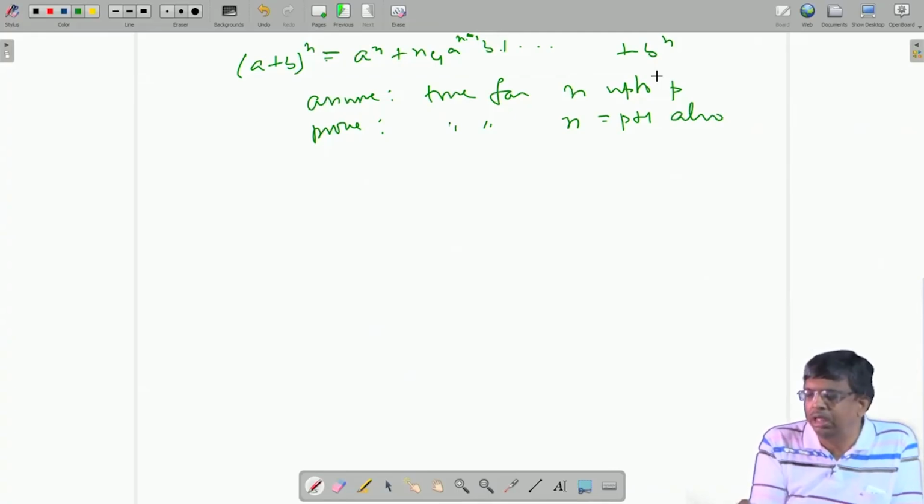If that is true, then for p equal to 1, by this logic, it will be valid for p equal to 2. Again, for p equal to 2, if it is true, it will be valid for p equal to 3 by this logic, and it will go on.